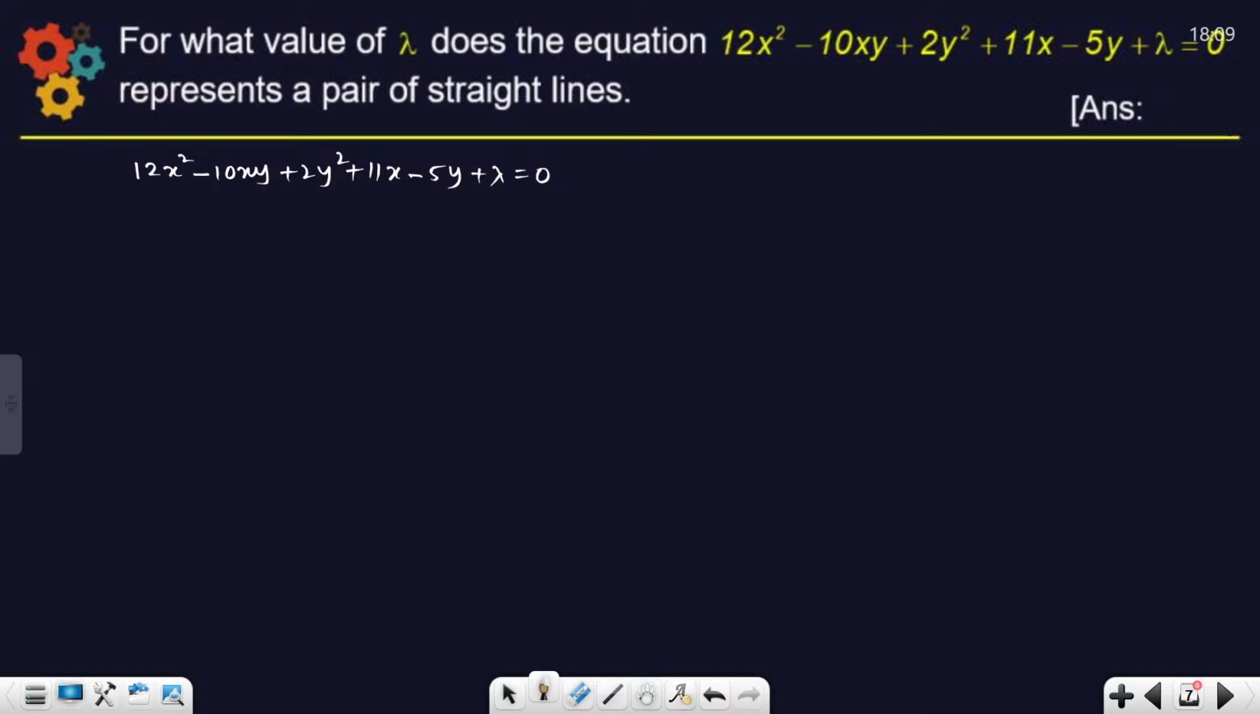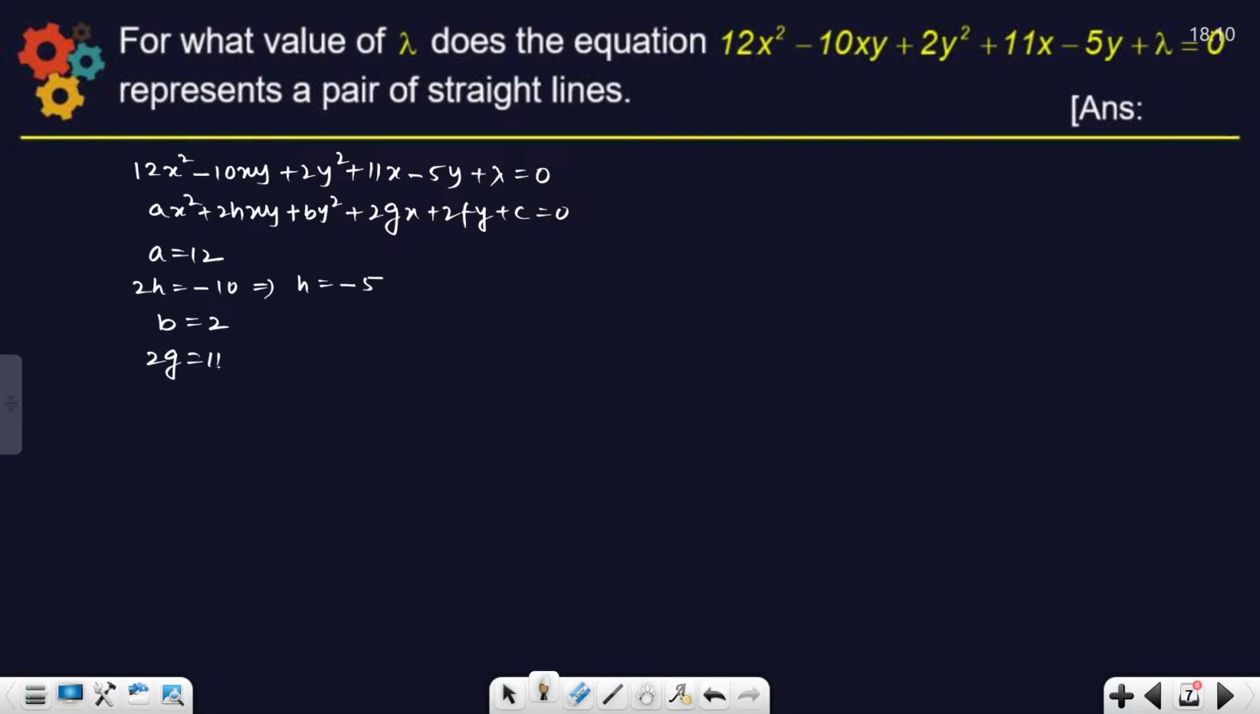Right? So the first task is, if you compare this with the general second degree equation, what do we get? From here we get A is 12, 2H is minus 10, which implies H is minus 5, B is 2, 2G is 11, implies G is 11 over 2, 2F is minus 5, implies F is minus 5 over 2, and your C is nothing but lambda, right?